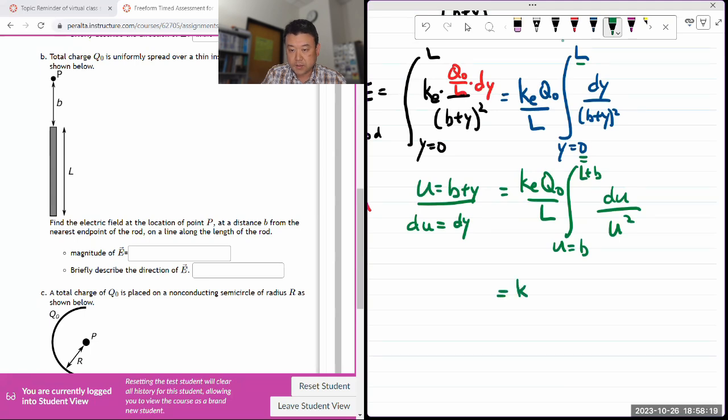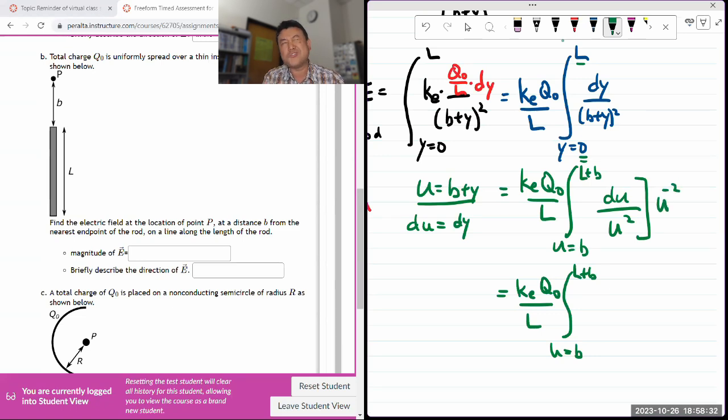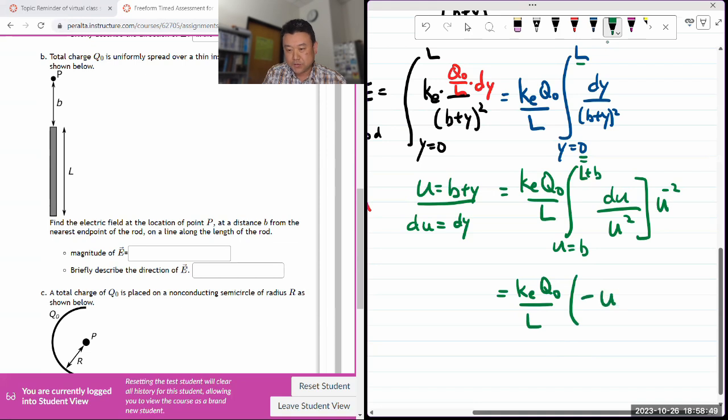Now this is simple, this is the simple power formula, so I know the antiderivative of that. So ke q naught over L, u from b to L plus b. The form of this looks like u to the minus 2. So the antiderivative of that is u to the minus 1, or minus u to the minus 1. Sorry, I'm doing notation wrong. So the antiderivative of my integrand up there is minus u to the minus 1. And double check it for yourself by taking the derivative of this in your head. This comes down, subtract 1, you get that.